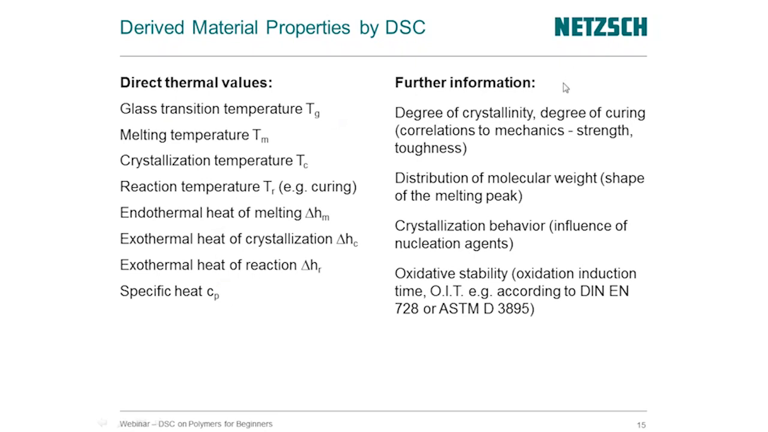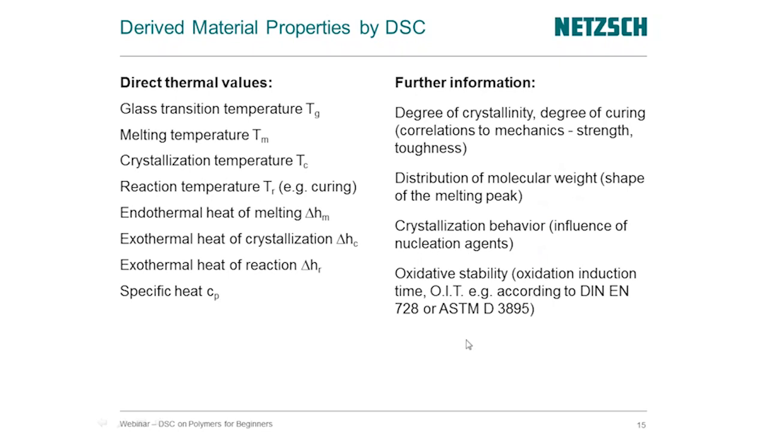In addition, DSC can give us information like degree of crystallinity, degree of curing, and how those can relate to the mechanics or strength or toughness of a material. It can also give us some ideas, based on the shape of the melting peak, about distribution of molecular weight, and also crystallization behavior. We've got a good example of that coming up a little bit later in the presentation.